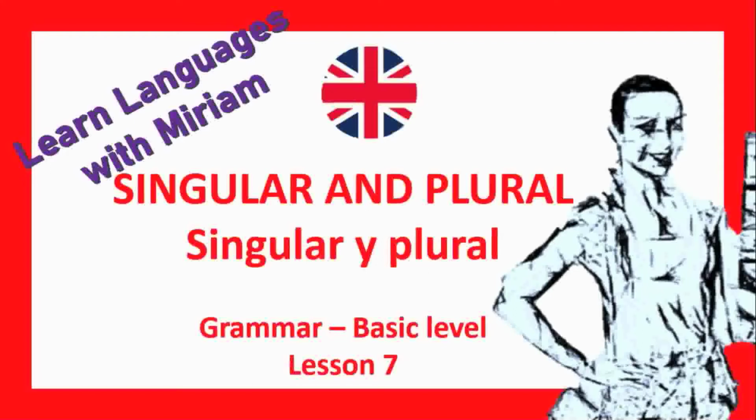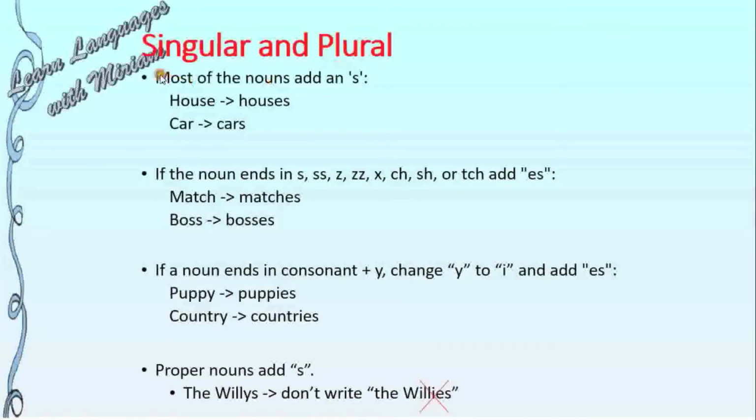Let's start! How do we express singular and plural in English? ¿Cómo expresamos el singular y el plural? Most of the nouns add an S. La mayoría de los nombres acaban en S. For example, house, houses. We add an S. Car, cars. Añadimos una S.